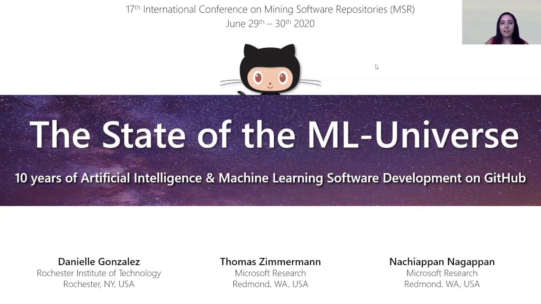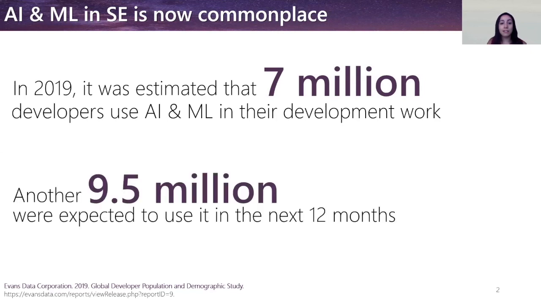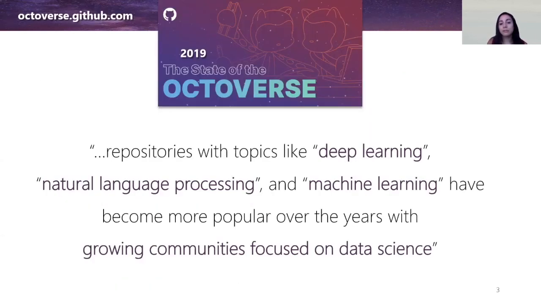In fact, the Evans Data Corporation in 2009 released a report that estimated 7 million developers use AI and ML in their development work, and they also expected that within the next 12 months, another 9.5 million developers would begin to use it. This also reflects GitHub's own findings, as shown in their State of the Octoverse reports. They had a comment that repositories with topics such as deep learning were becoming more popular, and over the years, there's been a growing community focused on data science.